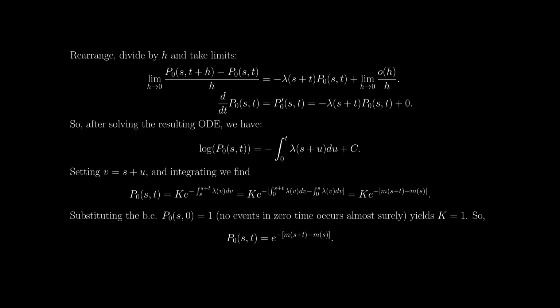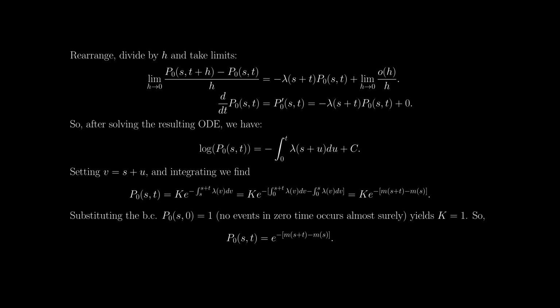Okay. Now we can do some manipulative math, and then we can say that probability just evaluates to p naught s t is just some constant k times e to the minus m s plus t minus m s, where m is the mean value function as we defined it before. So this is where we finally see the mean value function come in. It's from that integral. And then we can just again substitute the boundary condition. Well, that zero count in 0 time occurs almost surely, so that yields that the constant must be 1. So the relevant probability, p naught s t, is just e to the minus m s plus t minus m s. Okay, cool. And we will see that that does actually map to our Poisson distribution.